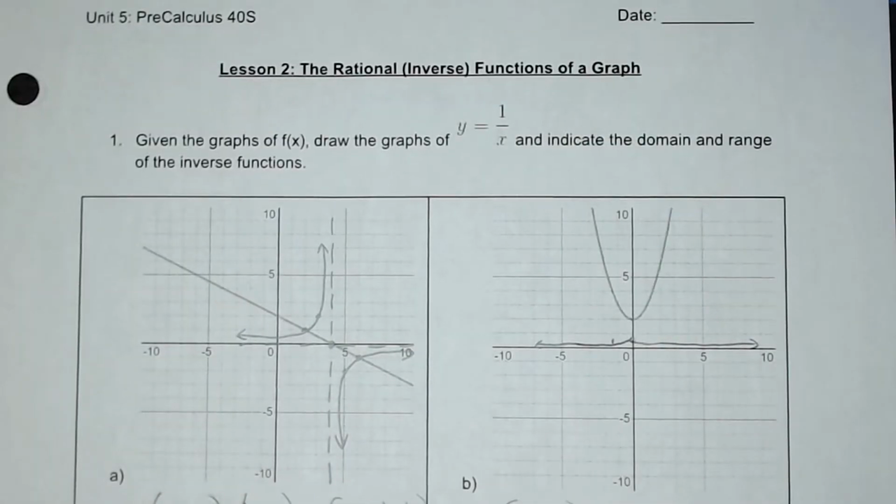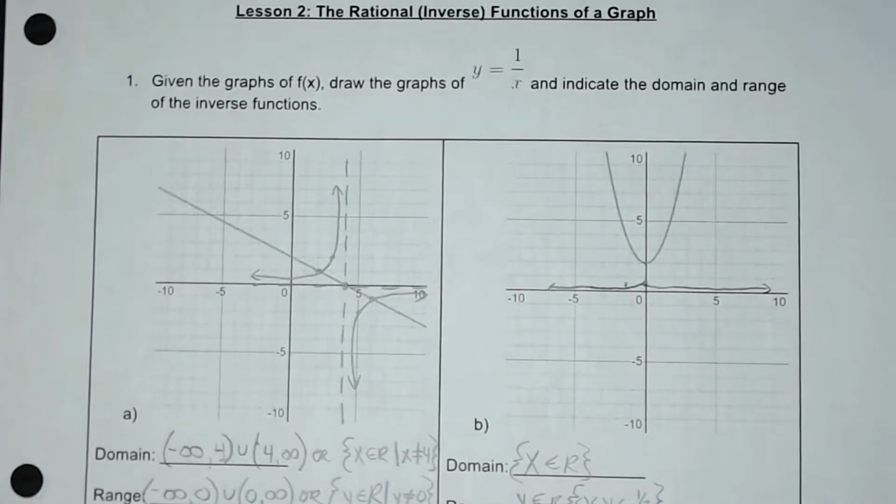Welcome to Lesson 2, the rational or inverse functions of a graph. This section should look similar to something we looked at before at the start of the school year, but there are some new things added in with the asymptotes or undefined values of the graph. So I'll just go through some examples for this section to help you understand how to get the graph that I've provided and what steps you can do to create the graphs yourself.